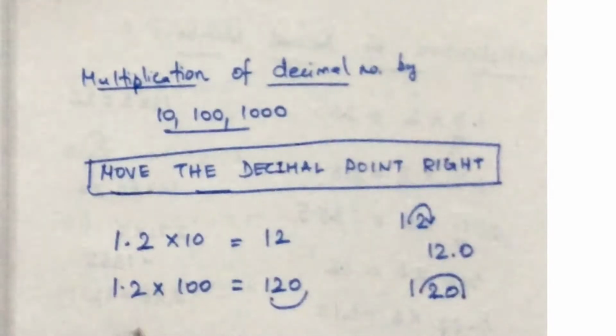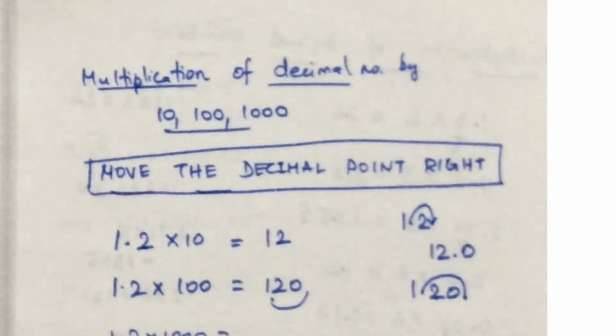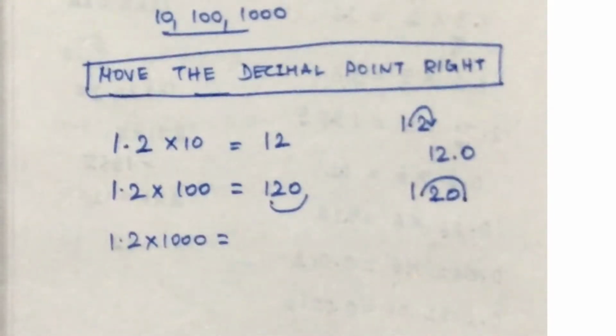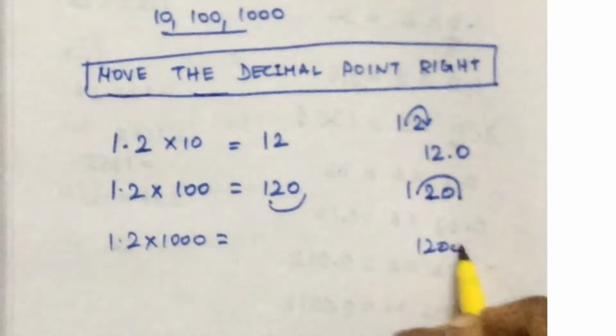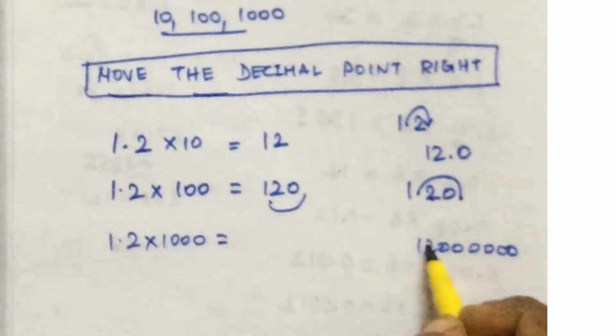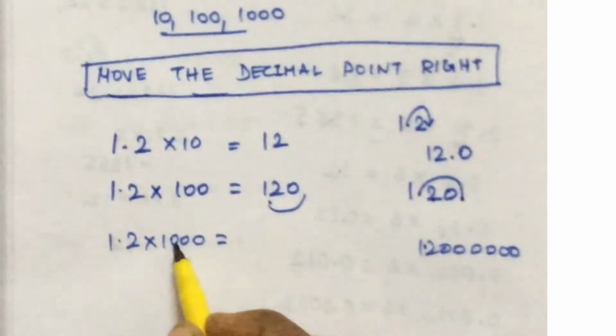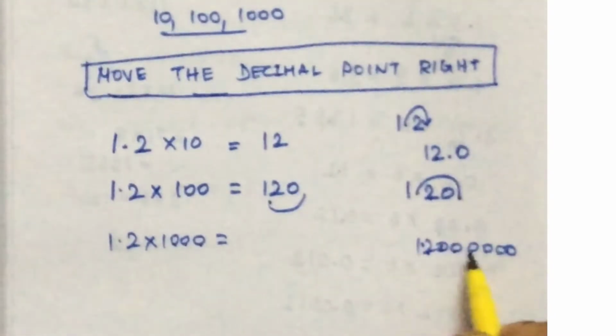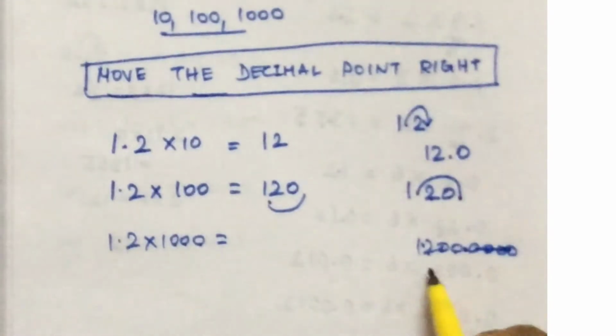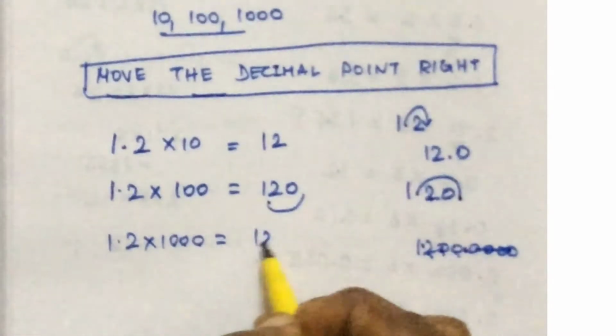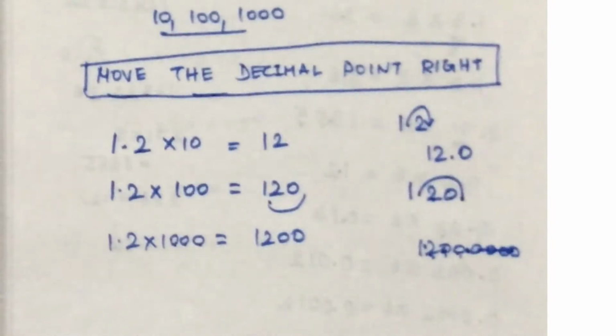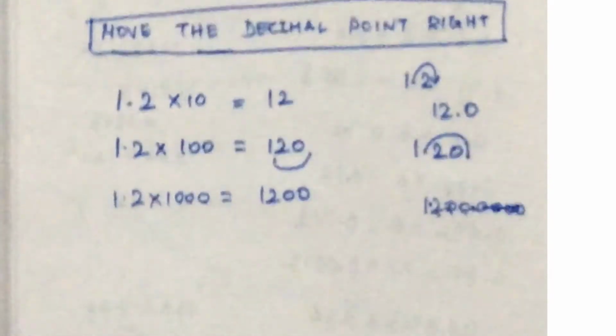Now 1.2 multiplied by 1000. We have to move 3 digits to the right. If you do it like this, the point is here. You have to move 1, 2, 3. The point will come here. So it is 1200.